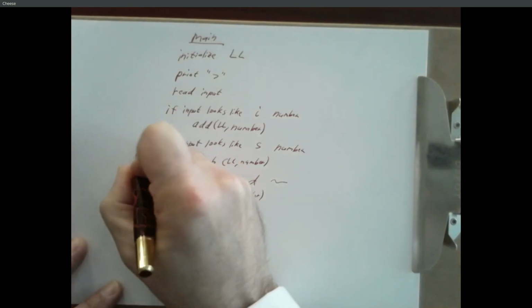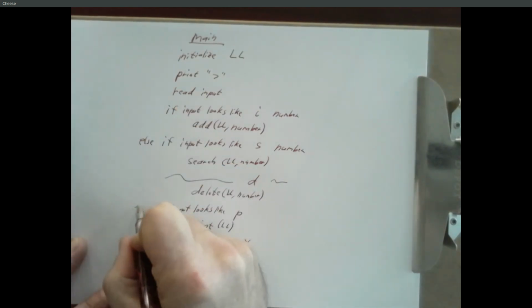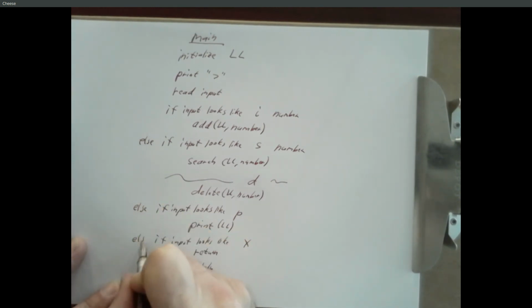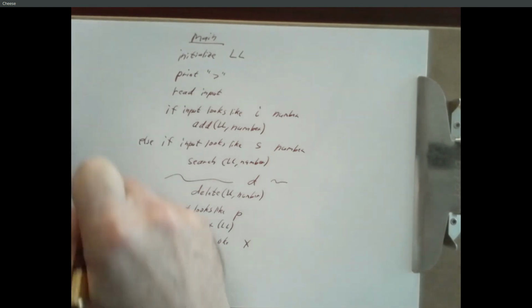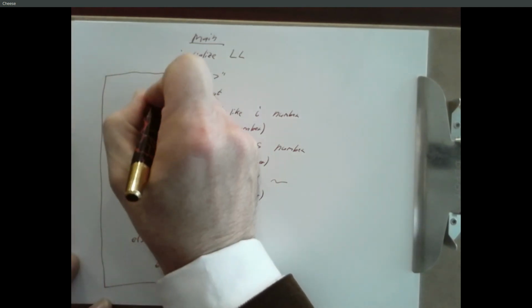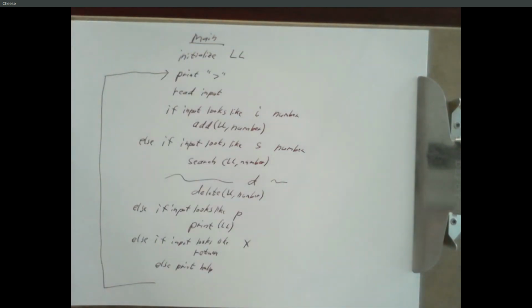So maybe these are all else-ifs, depends how you want to code it. Otherwise, if it's none of those, print out a little help message. Say, here's your commands, right? And then we're just going to go back up to the top. Print a prompt, read the input, process the input. That's essentially your whole main program.